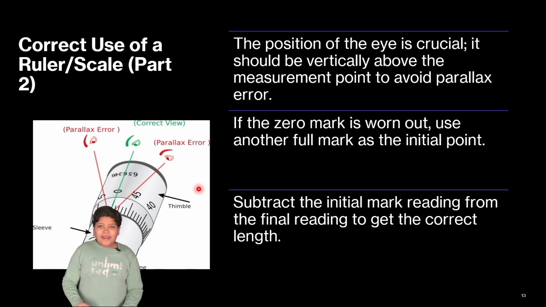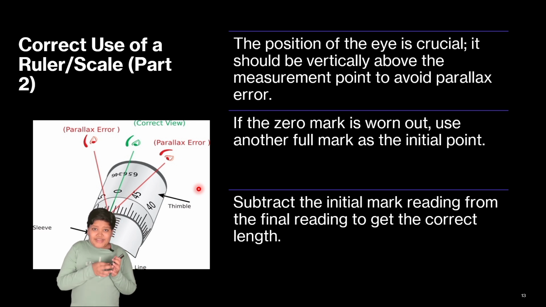To ensure accuracy, your eye must be directly above the point which you're reading. Looking from an angle can lead to what we call a parallax error. Also, if your ruler's zero mark is damaged, don't use it. Instead, pick any other mark which is clear, read the measurements at both ends, and just subtract the initial reading from the final one to get the true length.